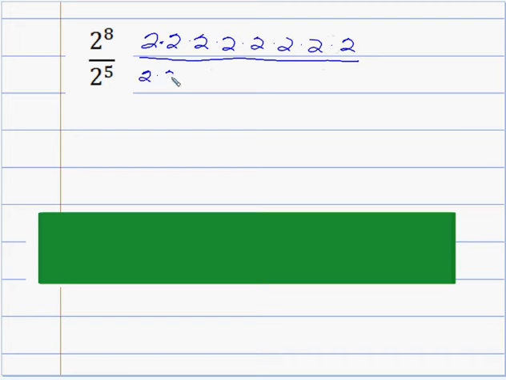Okay, here's an example using division. 2 to the 8th power divided by 2 to the 5th power. Okay, so I'm just going to write this out as 2 used as a factor 8 times. That's 4, 5, 6, 7, 8. Then I'm going to put a fraction bar and write 2 to the 5th power beneath it. Okay, so that's 2 times 2 times 2 times 2 times 2. 5 on the bottom, 8 on the top.